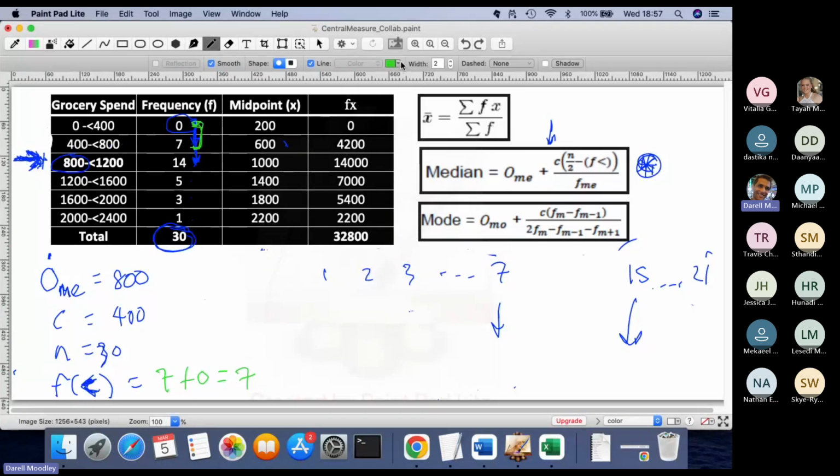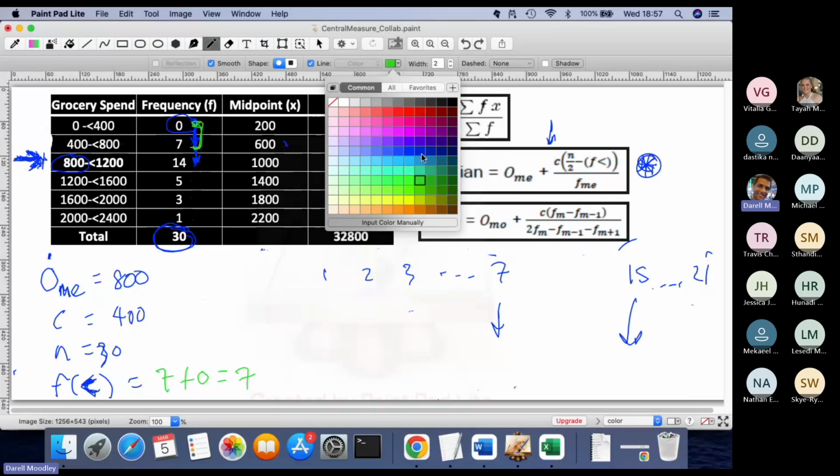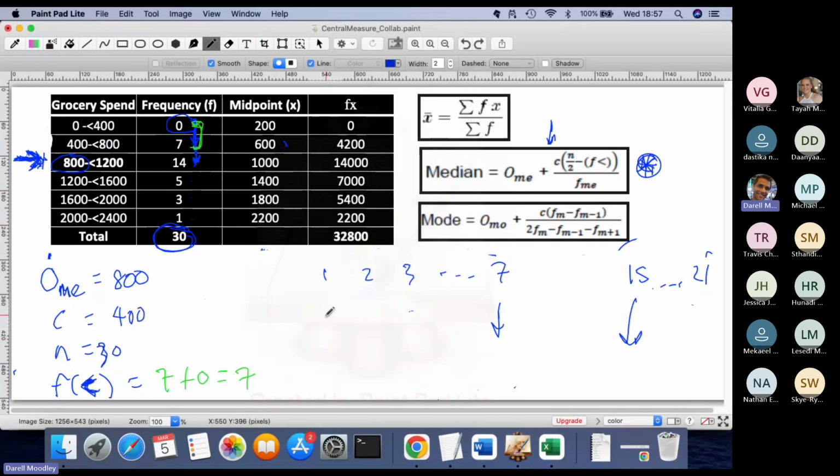Okay. And then the last symbol we need is what's in the denominator of that formula. And that is F_ME. So your F_ME is this, the frequency of the median interval. There's your median interval. What is the frequency of that interval? It's 14. Now you have all the values you need to substitute into this equation. And if you substitute all those values and you hit equals to get the final answer, you'll see that your median is 822.9, rounded to one decimal.